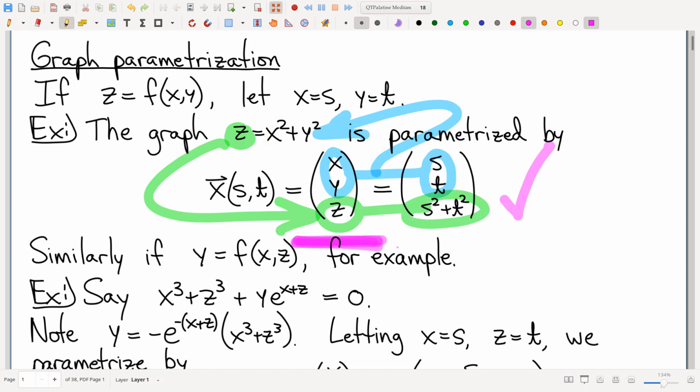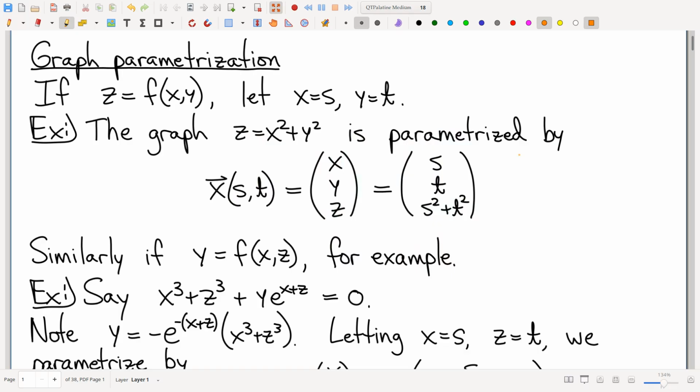Now let me do it like this. We have position as functions of two parameters, s and t. That's a parametric surface. Is that cool? All right.